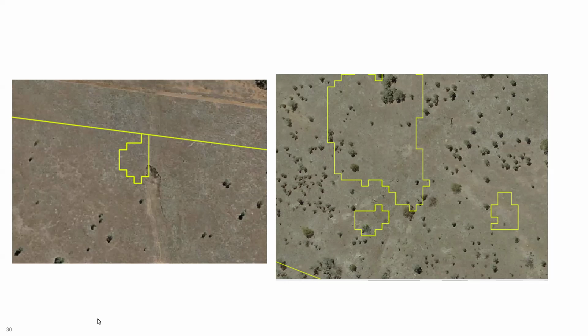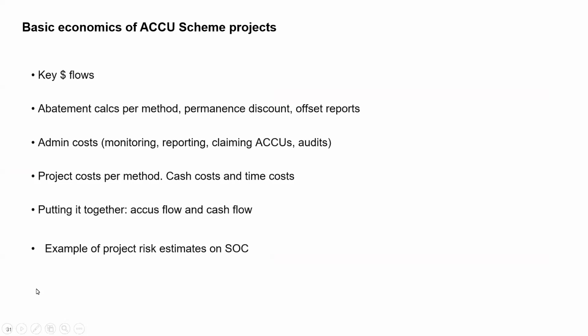What are we going to talk about today? The key money flows of a project in and out, just to wrap your mind around what's important, where are the big masses. Then we'll talk about the abatement calculations per method, what goes into an offset report. Then we'll dive down, so that's more on the revenue side. On the cost side, we'll look in a bit more detail at admin costs, and then project cost as well.